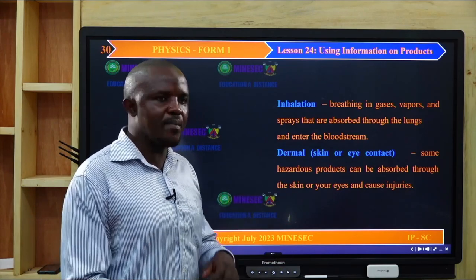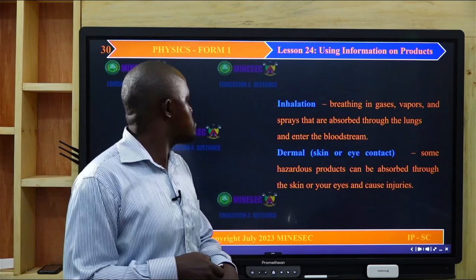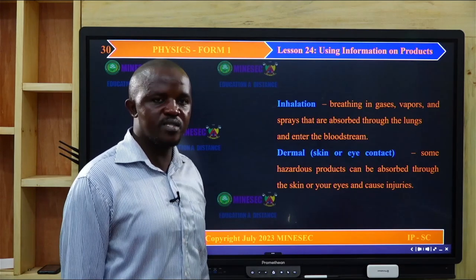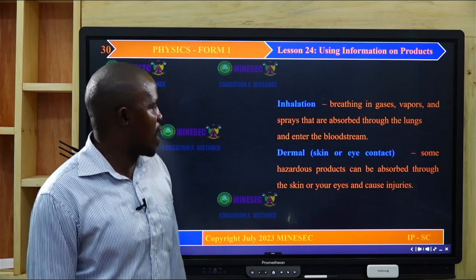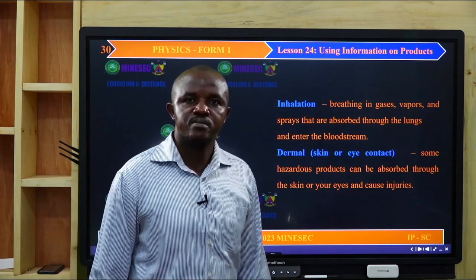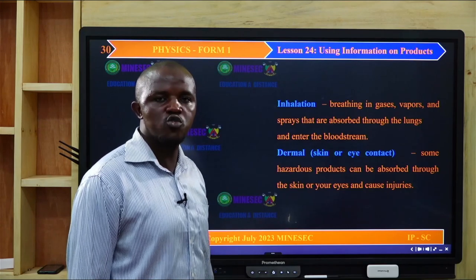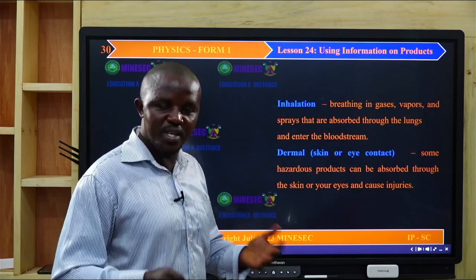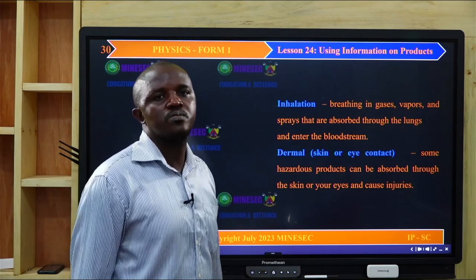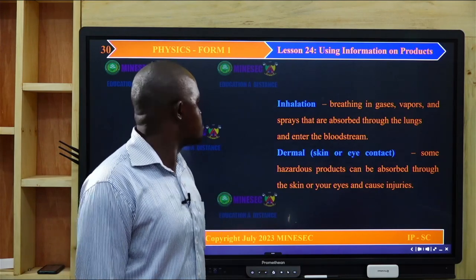And the next way is dermal. Dermal, like through the skin or eye contact, anywhere there is skin. Some hazardous products can be absorbed through the skin or your eyes and cause injuries. So once they touch your eye or your skin, you cannot touch them and remain the same. When they touch your body, they harm you. So be careful.